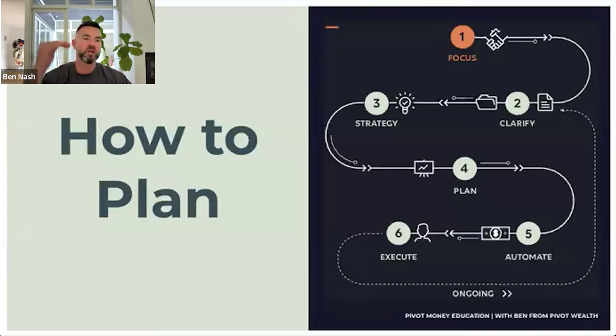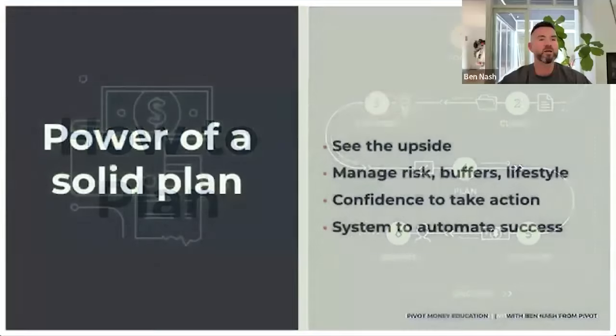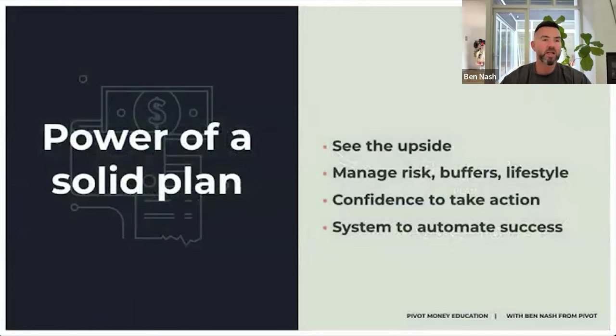Then you put it all into an action plan where you bullet point out the steps and automate as much as you possibly can. And then it's about that ongoing execution and refinement. When you do that, you can see the upside, you can manage the risk, you put your buffers in place, you don't have to compromise on your lifestyle, you get the confidence to take action, which is what allows you to take money. And it gives you also the systems to automate your success.